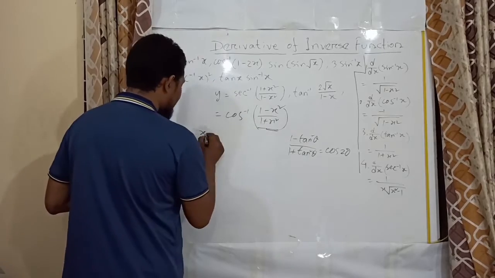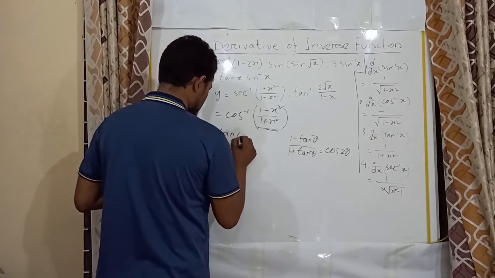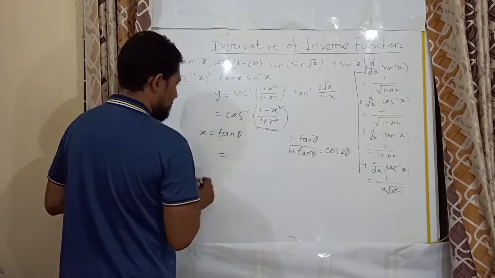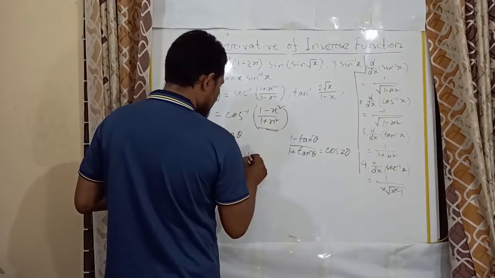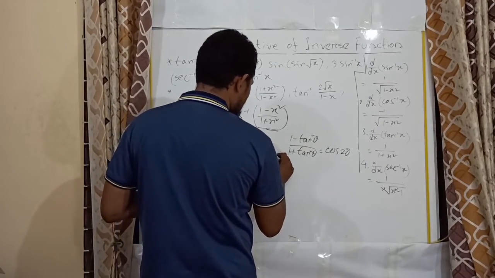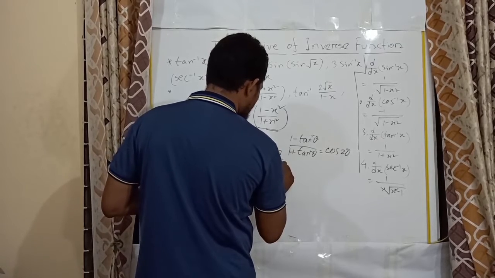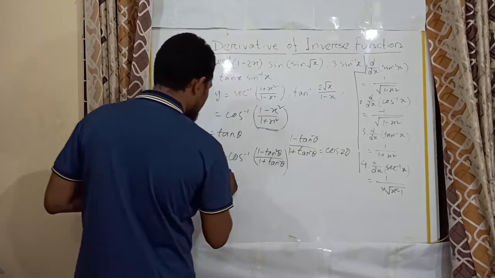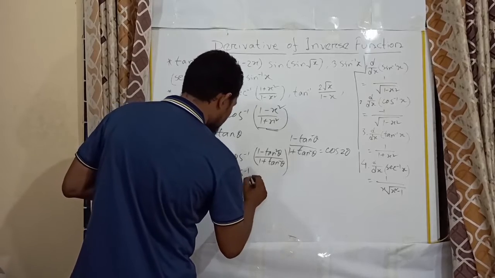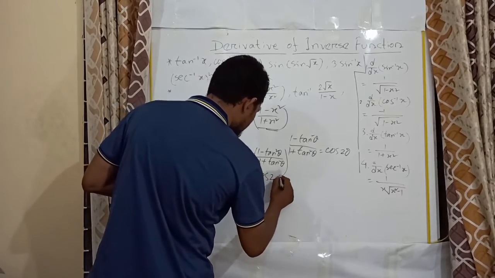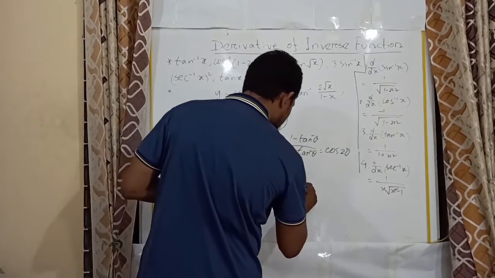So we are taking x equal to tan theta. So we can write cos inverse of (1 minus tan square theta) over (1 plus tan square theta). So cos inverse cos 2 theta. So cos will be cancelled. It will be 2 theta.